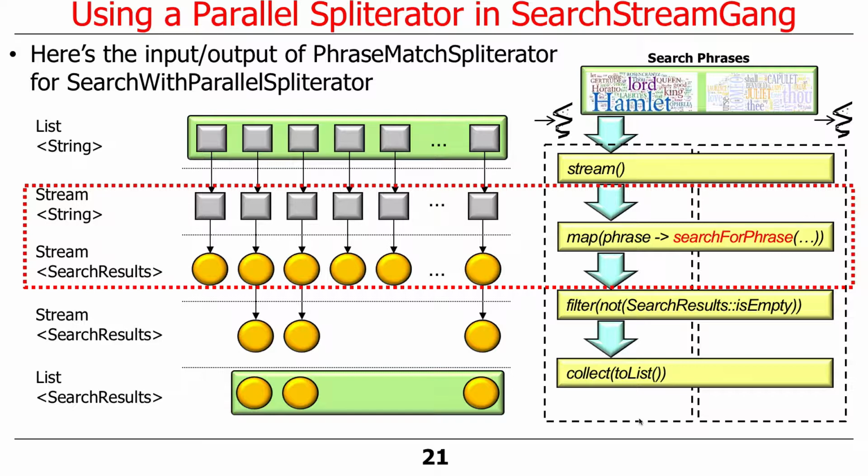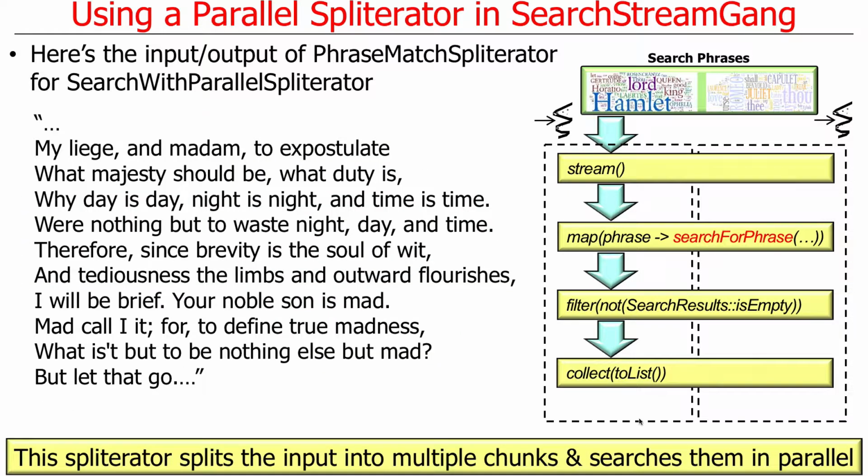Here's kind of where this happens architecturally in the program. So by the time we get to this point, we will have taken our list of strings, which is the phrases. We will have turned them into a stream of strings. And then we're going to call an aggregate operation map with the behavior search for phrase. And that's where all the magic is going to happen. And what we'll end up back here with is the stream of search results. And this, of course, will run in parallel.